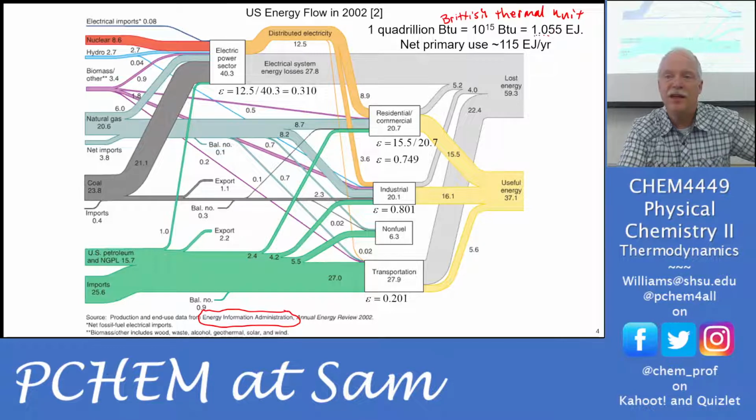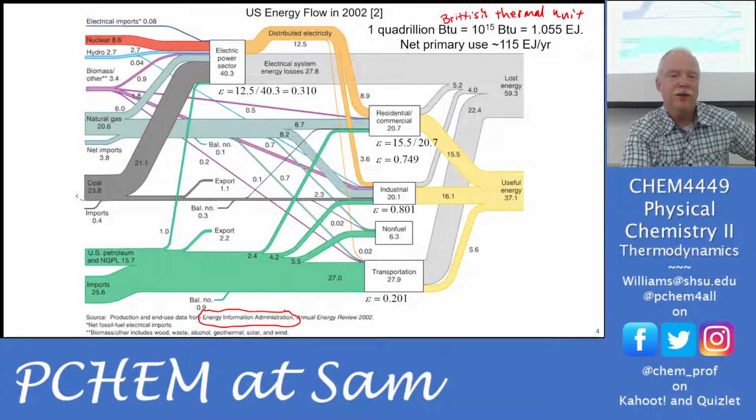But it's essentially an exajoule. So 1.055 exajoules is a quadrillion BTUs. And our net primary use is around 100 to 115 exajoules per year. So that's huge. Now we'll look at what an exa is in a second, but let's look at these efficiencies.